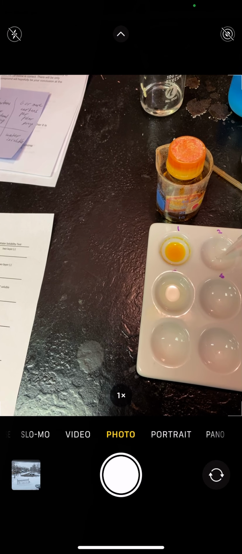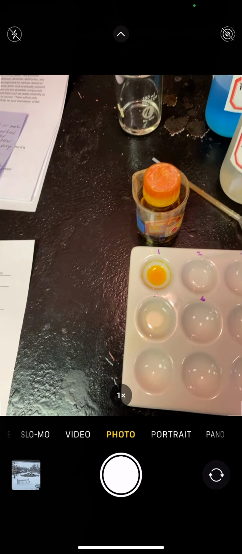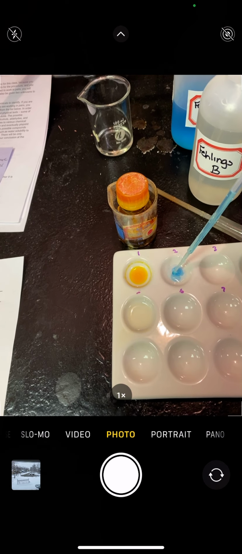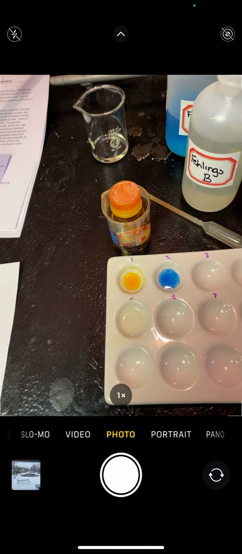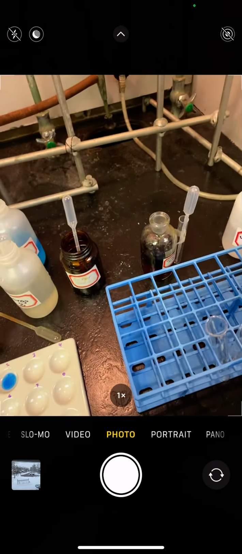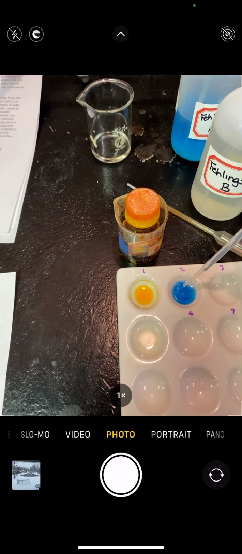Now, I don't know how well this is going to work in this dimple plate. I'm putting a little bit of Fehling's A, Fehling's B. Fehling's B has a copper ion in it, so it's kind of a pretty blue color. And then I'm going to add unknown, going over and getting some of the unknown, adding that to the Fehling's reagent.